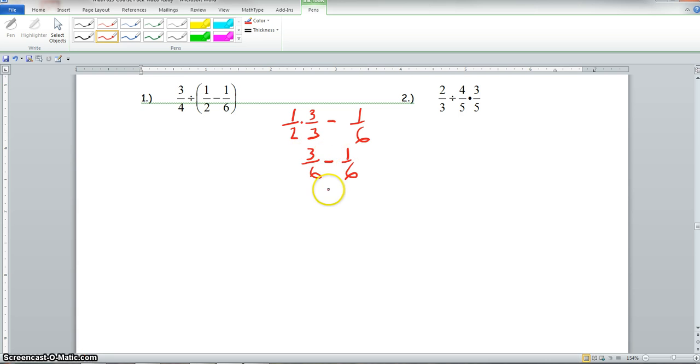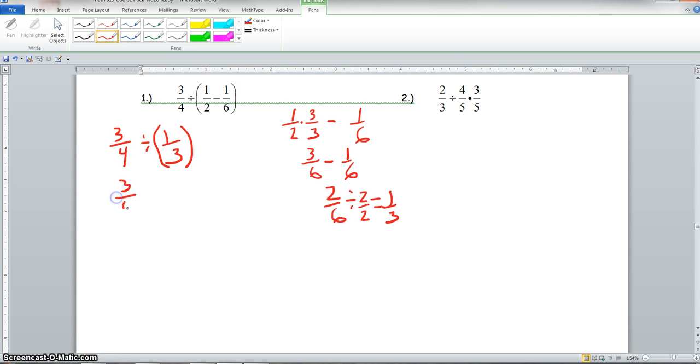Now 3/6 minus 1/6 is 2/6. And we can simplify this by dividing the numerator and denominator by 2. And this would be 1/3. So now we will have 3/4 divided by 1/3. Now that is what's left out of the parentheses. Now there's nothing more we could do inside this parenthesis.